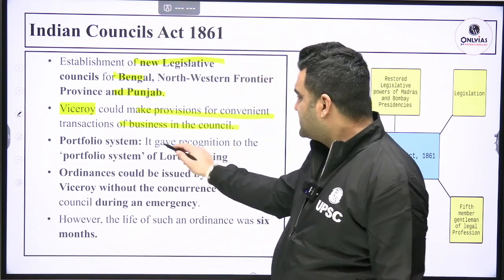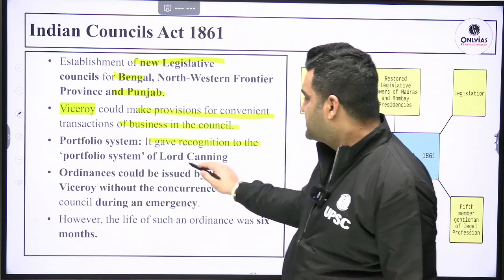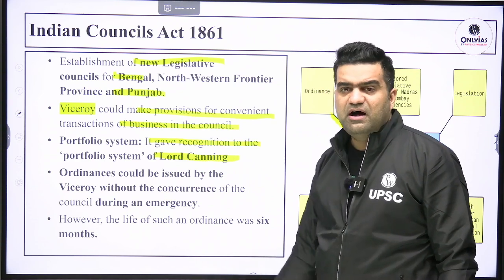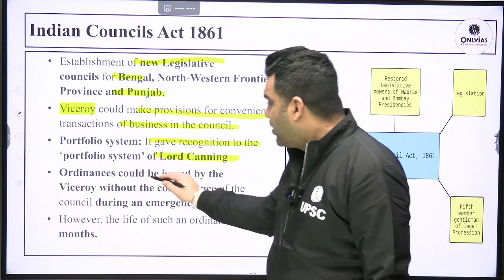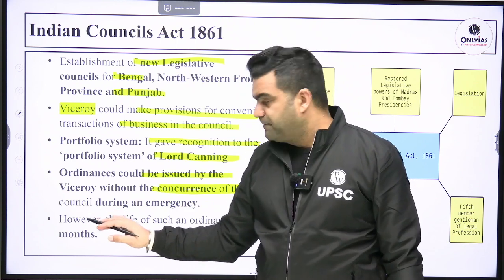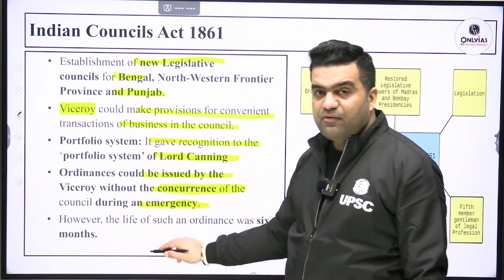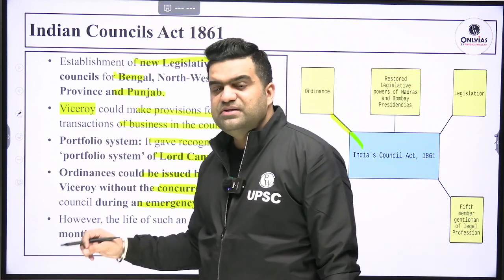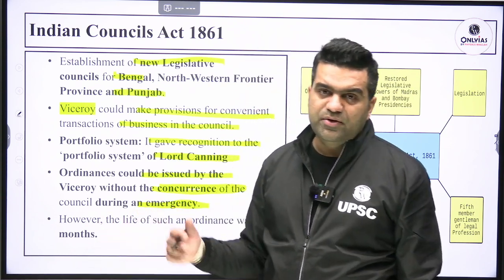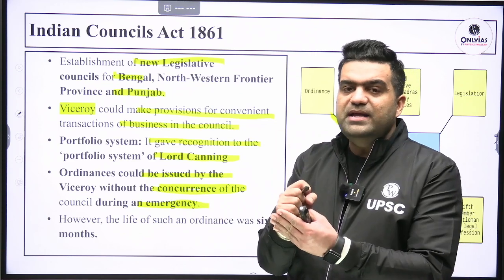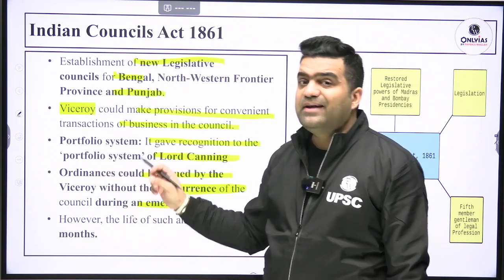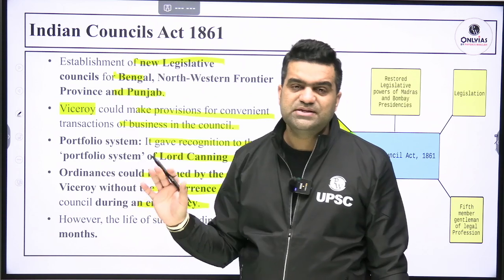Okay, portfolio system. It gave recognition to the portfolio system introduced by Lord Canning, the first Viceroy of India after the change in the nomenclature. Ordinances could be issued by Viceroy without the concurrence of the Council during an emergency only. However, these ordinances will survive only for 6 months. After that, they have to be reintroduced or they have to be approved by the British Parliament. Within the 6 months, they have to be approved.